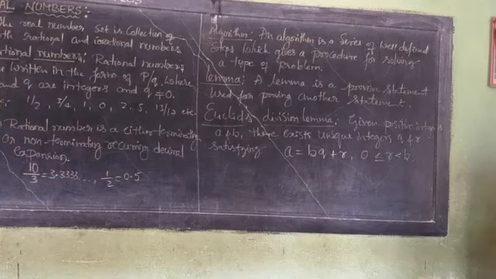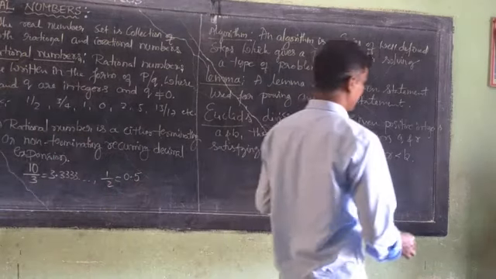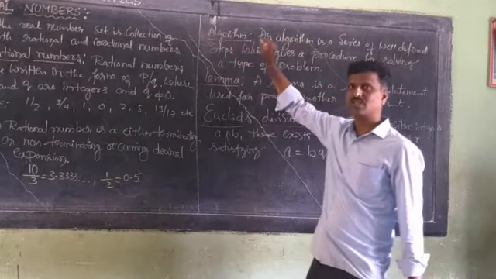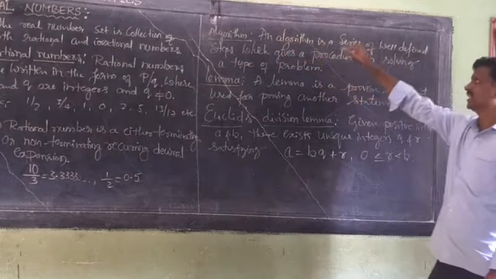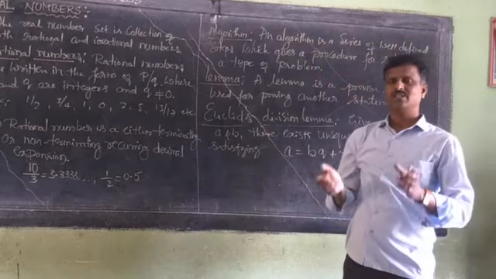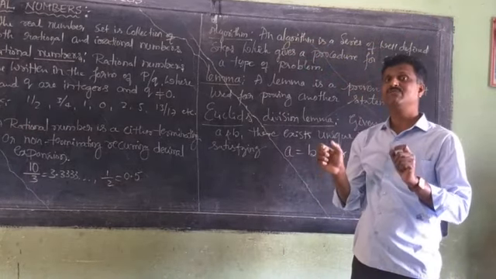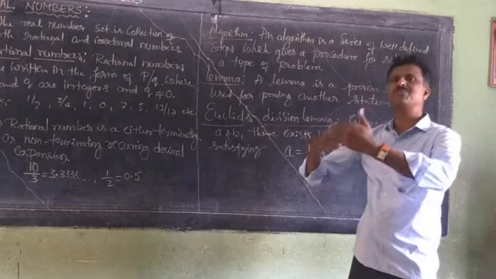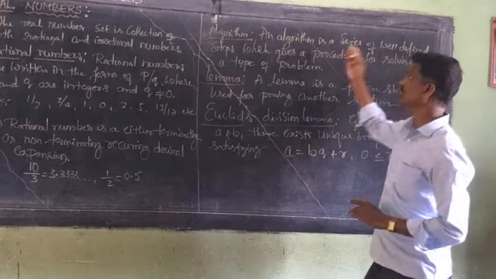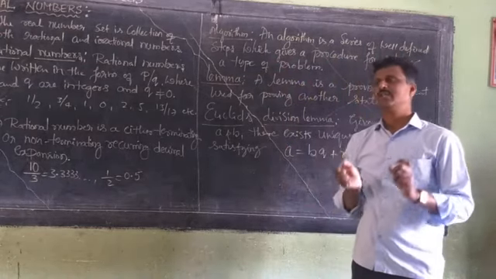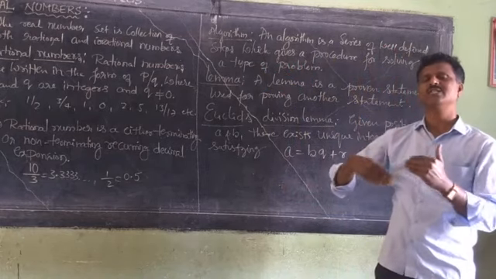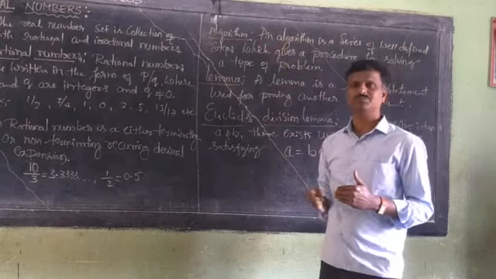Okay. So in this chapter we are discussing one more concept, that is algorithm. What is an algorithm? An algorithm is a series of well-defined steps. We can follow the steps to do some problem. It gives a procedure for solving a type of problem. To solve a problem, we follow some steps and procedures. This is called the algorithm.